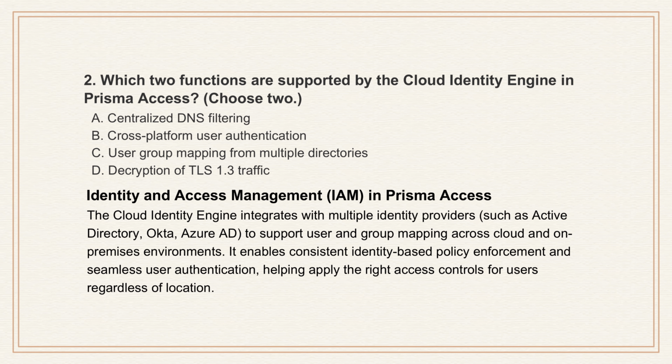Makes sense. Okay, moving from apps to the people using them. Identity. The source material talks about Prisma Access and something called the Cloud Identity Engine. Right. It asks about its functions within that cloud security setup. So this engine, its job is basically connecting to where user identities are stored, like Active Directory or... Precisely. It acts as a bridge to your various identity providers, and the source specifically calls out two functions. Which are? First, cross-platform user authentication, so verifying users no matter what device they're on or where they're connecting from. And second, user group mapping from multiple directories, pulling group information from different sources to apply policies consistently.